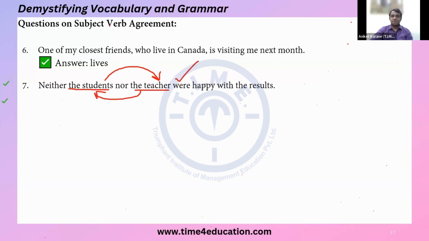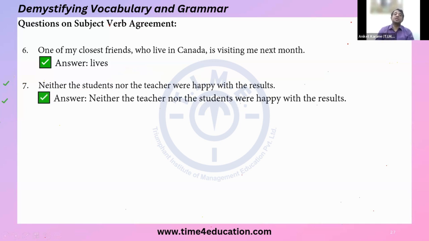Were is correct. Were is not the error here. The error is I have written it in a wrong way. The subjects should be written with the second subject being after nor, teacher being before nor. Is this clear, everyone? See, this is somewhere where most of the time students falter, okay? And therefore, neither the teacher nor the students were happy with the results, okay?